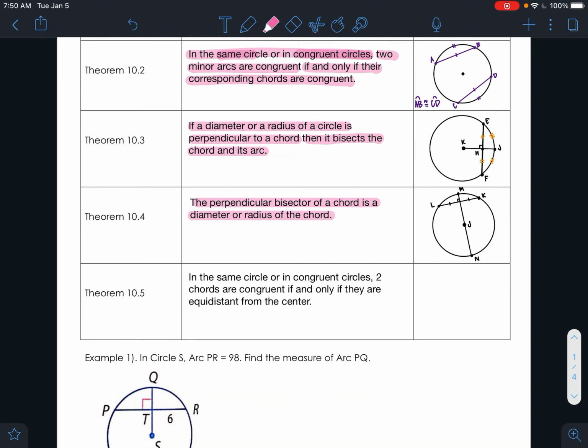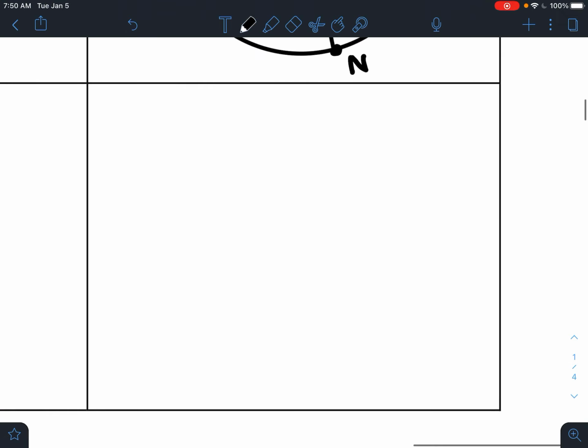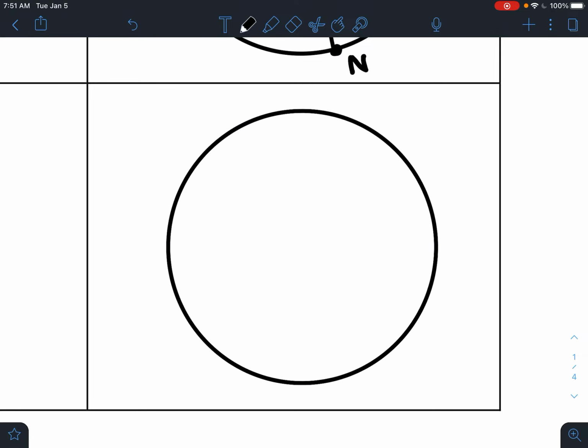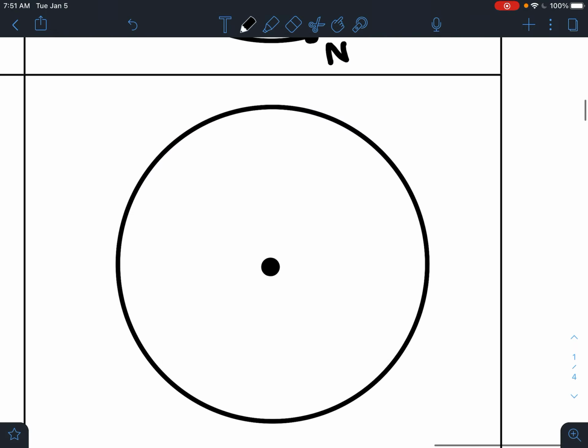All right, so our last theorem is theorem 10.5. And this one says, in the same circle or in congruent circles, two chords are congruent if and only if they are equidistant from the center. Okay. So our last theorem here, let's go ahead and explain what this means. I'm going to draw my circle again and put in your center. What we're going to do is draw two chords, and we're going to make it appear that they are congruent.